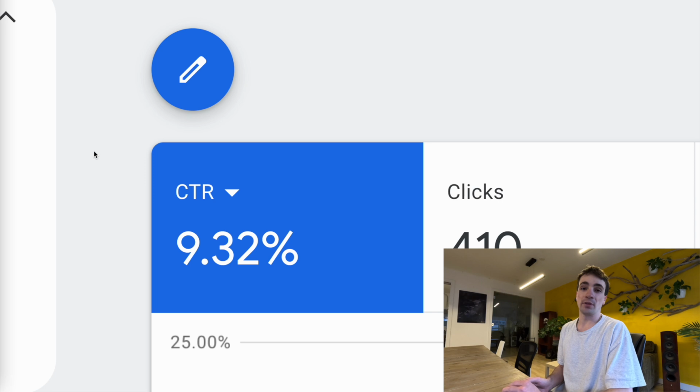So then you know, as a rule of thumb, anything above 10% in my opinion is a great CTR. Between 5 and 10% is pretty good. And if your CTR is under 5%, something needs to get done to bring that CTR up.